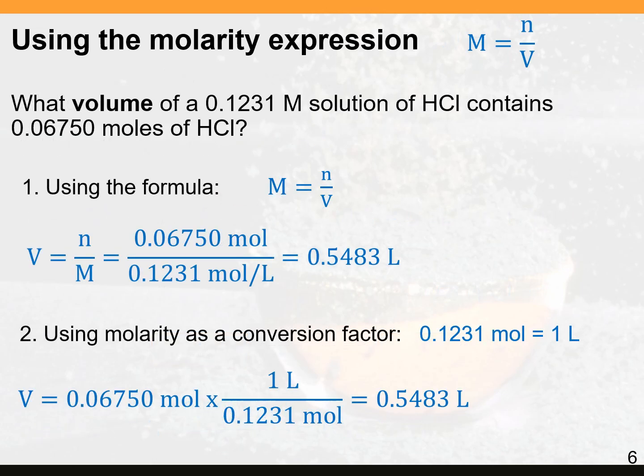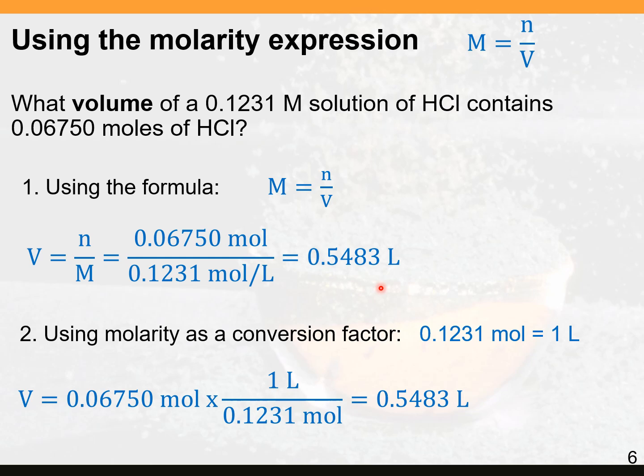In this example, the volume of a solution of hydrochloric acid is asked given the concentration and the number of moles of solute in it. To find volume, the molarity formula is rearranged to solve for volume, which gives number of moles divided by molarity. Dividing the given number of moles by the given concentration gives the volume of the solution in liters.